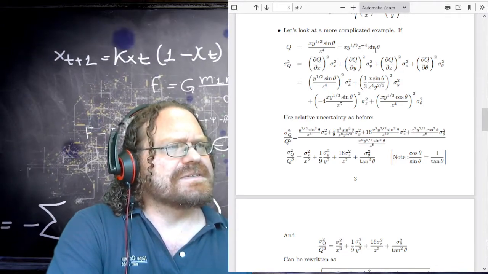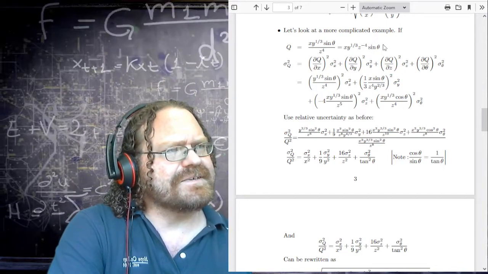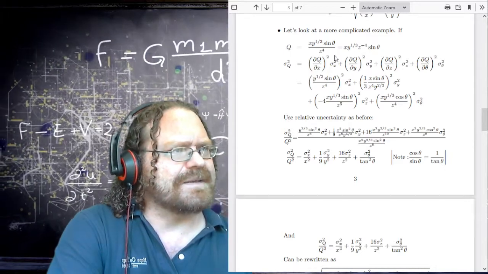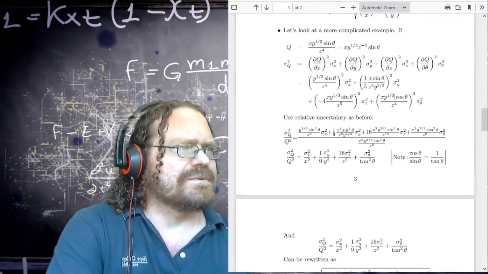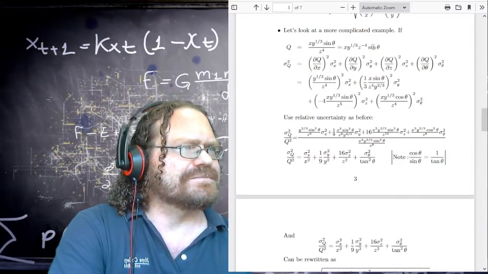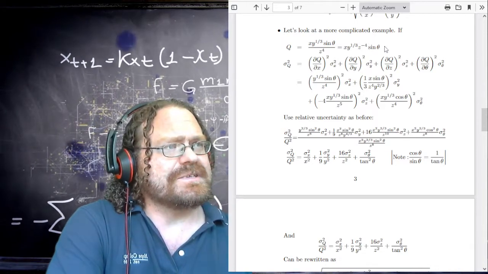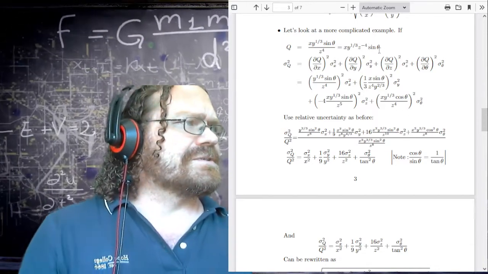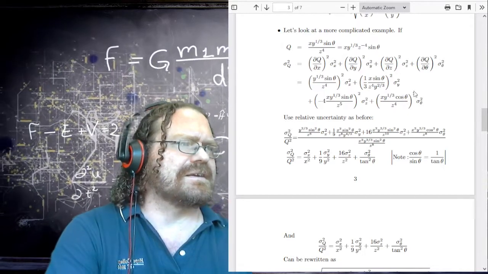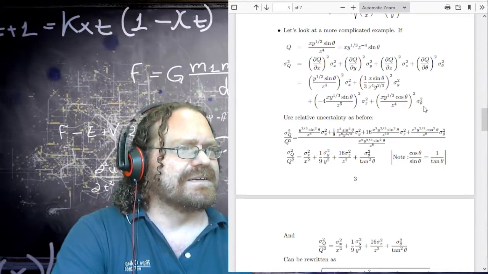Okay, this last one, the sine, is a little bit different. Everything else stays the same, so we've got the x, y to the 1/3, and z to the 4th. Now, what's the derivative of sine? Well, it's simply the cosine. Great. So we put the cosine in there, and quantity squared, sigma theta squared.